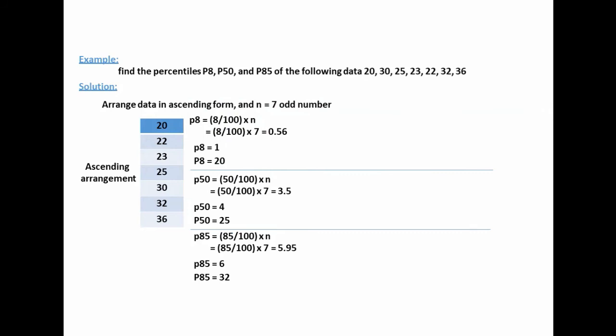For example, P8, P50, P85. For P8, 8 divided by 100 multiplied by 7, since in this data we have 7 numbers, is equal to 0.56, which is approximately equal to 1. So at the first position, percentile number 8 is 20. For percentile 50, first find the position: 50 divided by 100 multiplied by 7 gives 3.5, approximately equal to 4. So this is the 50th percentile, which is 25. Similarly for P85, you can find the position. The position is 6, and at the sixth position we obtain P85, which is 32.